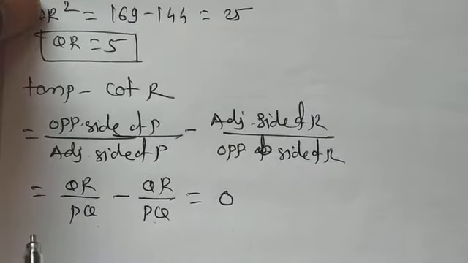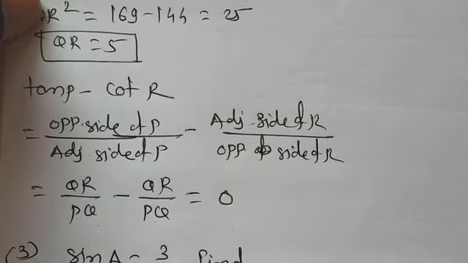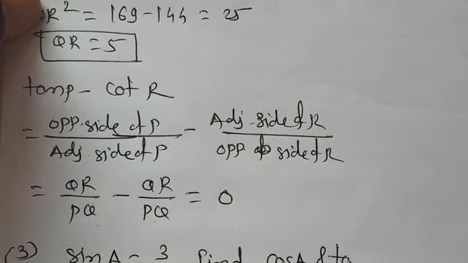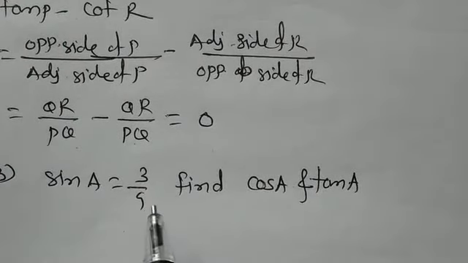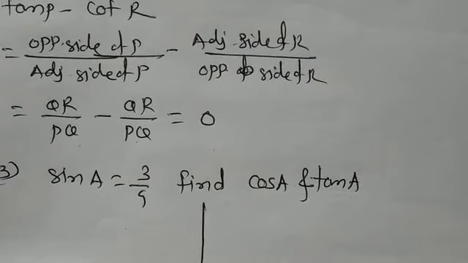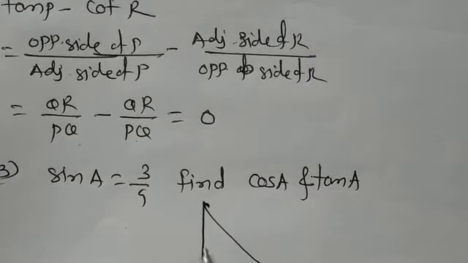Now question number 3 is the same way. What is question number 3? If sin A is equal to 3 by 4, find cos A and tan A. We are given the value of sin A, which is 3 by 4. So let us draw the figure. This is A, B, C.